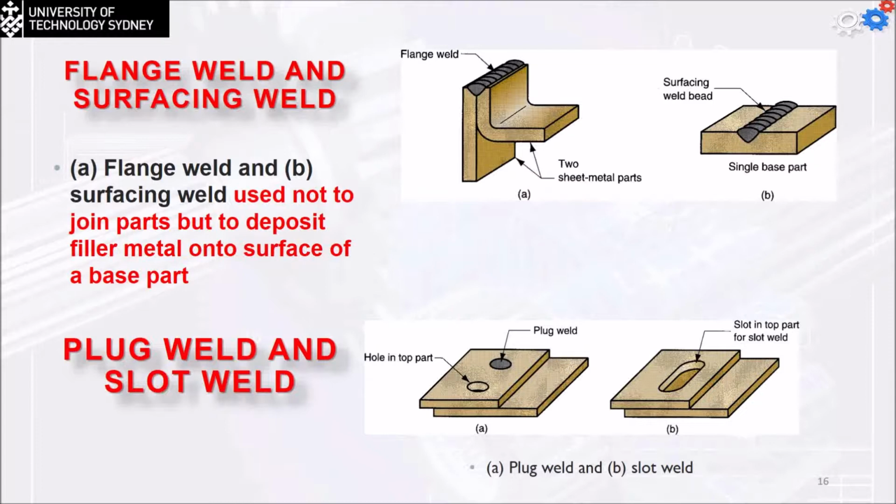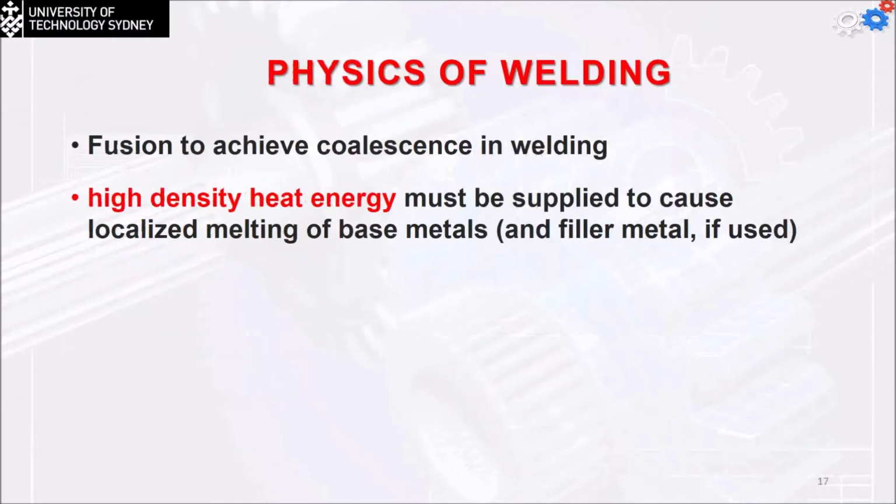So what's happening in fusion welding, in all the welding types, is that I'm going to have a high density heat energy. I have to concentrate the heat in a small portion, and that's what we call the heat density. Heat density means how much power I'm adding to a small surface area. A higher value means higher energy in a small area. So the high density heat energy must be supplied to cause localized melting of the base metal and the filler, in case I'm going to use it.